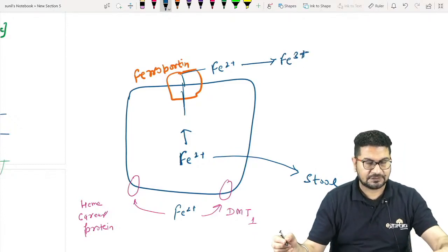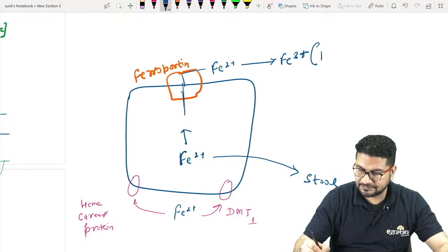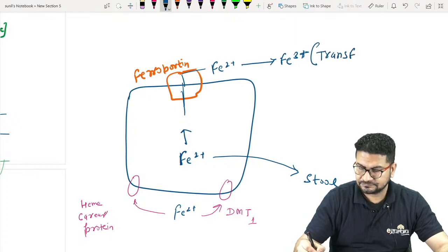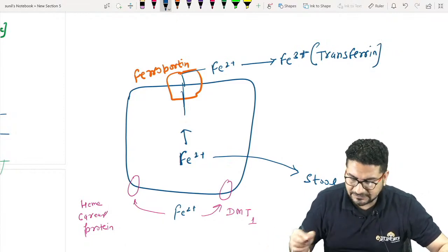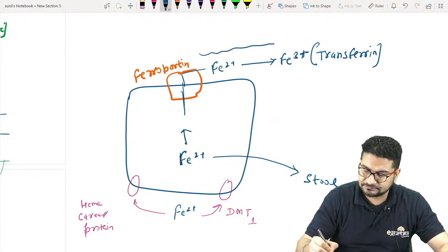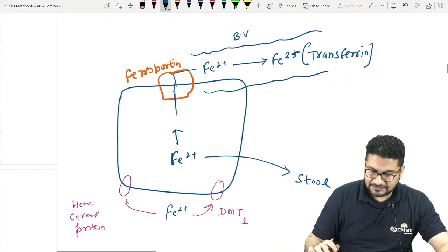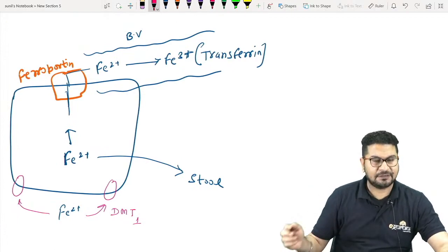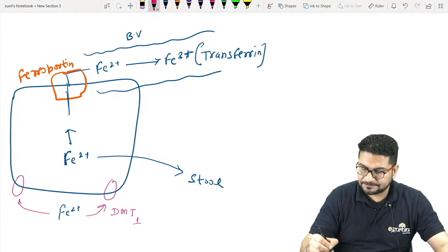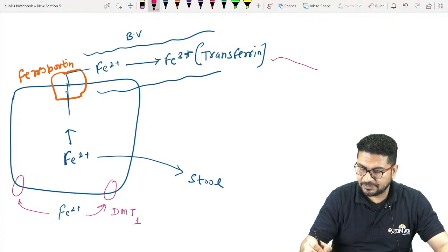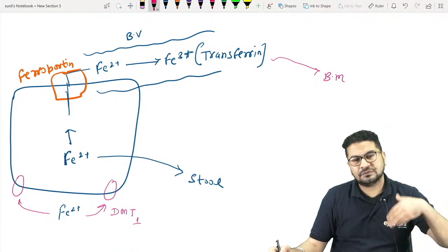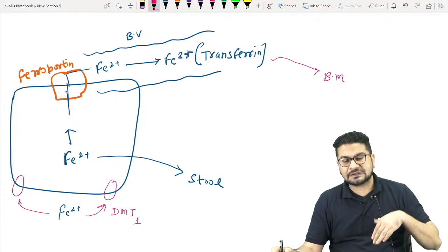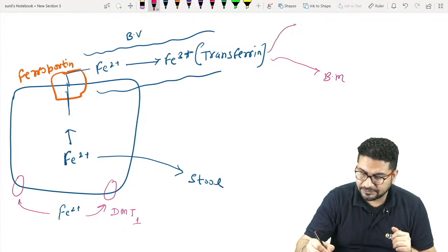Fe3+. This ferric form will bind with transferrin. Fe3+ is binding with transferrin. Transferrin means this is occurring where? In the blood vessel. Now understand this, from this blood, this iron can go into bone marrow, right? In bone marrow, either for storage or to synthesize some new cells, or it is going to the liver.